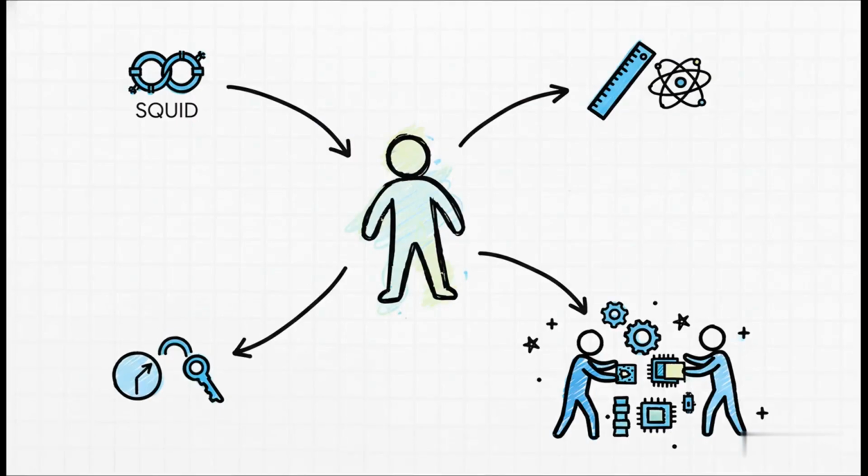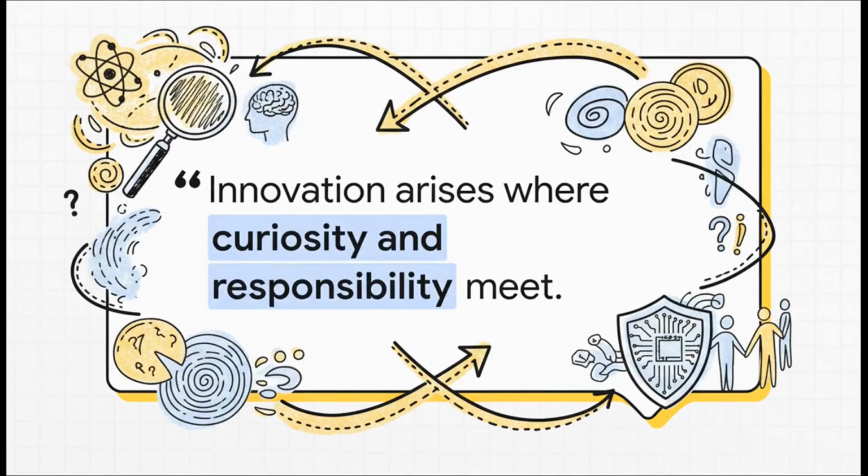Yeah, he didn't just pioneer the SQUID systems and push measurement to its absolute quantum limit. He was also a dedicated mentor at UC Berkeley. He shaped a whole generation of scientists who are now the ones leading the quantum revolution today. And all of this work was guided by a really clear philosophy. Clarke believed that true innovation doesn't just come from curiosity, and it doesn't just come from a desire to build something practical. It happens at the intersection, where pure scientific curiosity meets a sense of responsibility to use that knowledge for the good of society.